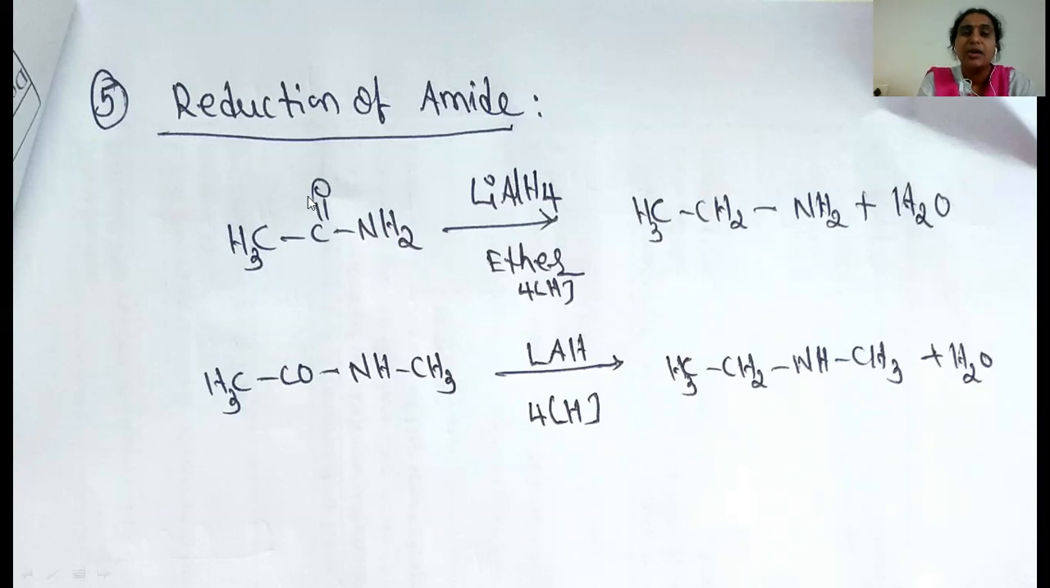Reduction is nothing but removal of oxygen or addition of hydrogens. Here a total of four hydrogens will add, and this oxygen is eliminated as a water molecule. Finally this C double bond O group is converting into CH2. So finally it produces the ethanamine.